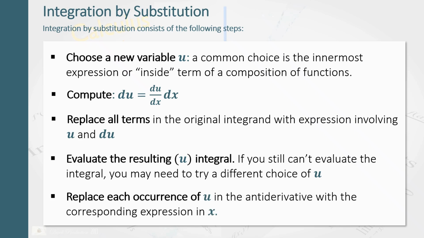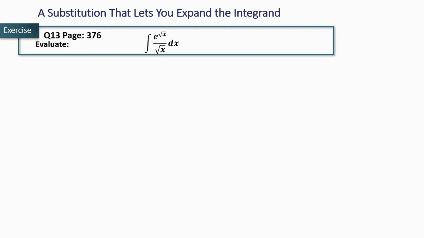In case you can't evaluate the resulting integral, you should analyze your u again, whether you have selected the correct u. Once you find the antiderivative in u, switch back to x with the assumption you have taken. Let's dive into solving problems.